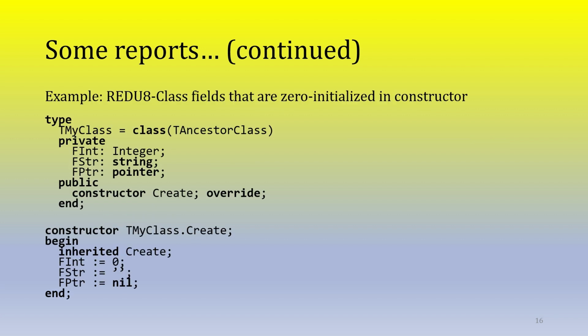In this example from the reduction report, class fields are initialized in the constructor. Those fields are automatically zero initialized when the object is created, so there is usually no need to include this code. These lines can be removed.